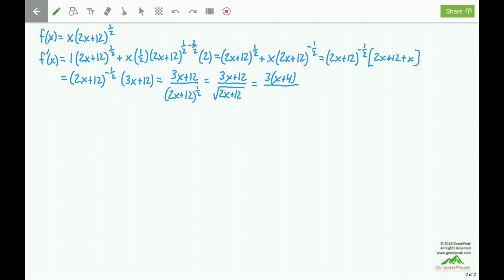And in the denominator, inside of the root, there is a common factor of a 2. It's not a perfect square, so it'll stay inside of the root, but it'll leave behind an x plus 6. We now have the first derivative written as a single fraction. All powers are positive, and it is fully factored. This is the version we're going to want.